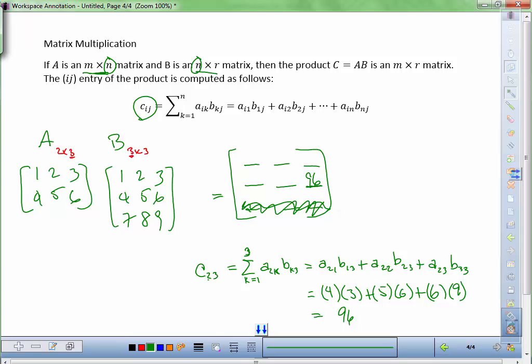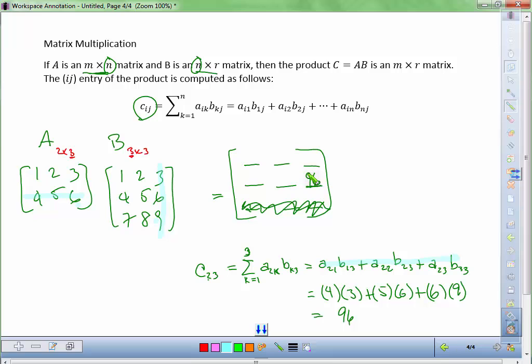Okay, so this is how you would find each element in C. If you have done matrix multiplication before, you don't do it like this. The way to get 96 is to really do a dot product. The dot product you would do would be between the second row and the third column, and that's going to get your second row, third column entry. All this is a dot product: 4 times 3, 5 times 6, 6 times 9, and then you're going to get that entry. So that's how you would do the matrix multiplication.